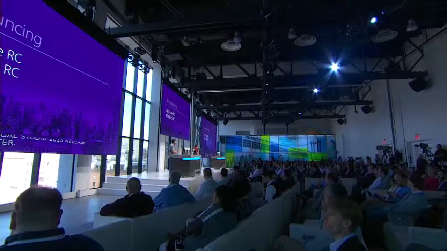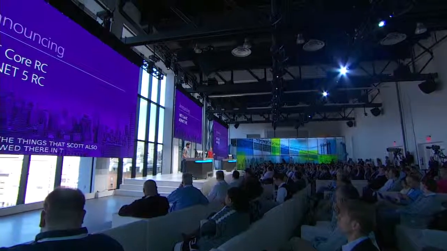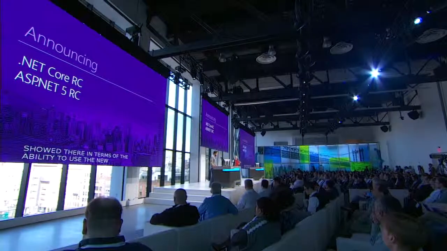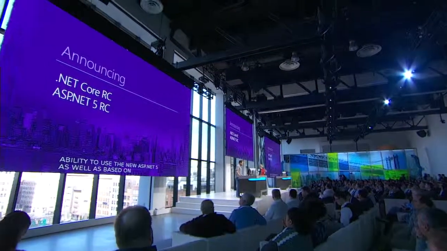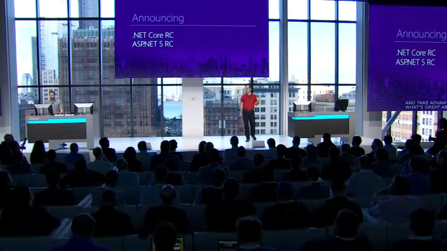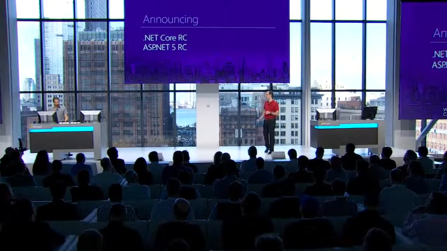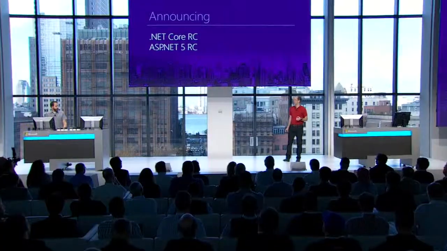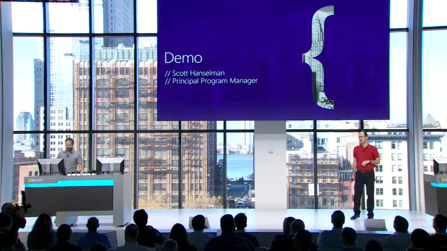I'm excited to announce today, some of the things that Scott also showed there in terms of the ability to use the new ASP.NET 5, as well as based on top of the new .NET Core runtime that enables a whole bunch of new capabilities, including that dynamic compilation, that we're releasing the release candidate of both of those technologies this morning, and they're now available for you to go ahead and take advantage of and use. And what's great about the release candidate is not only can you download them and build apps with them, but they also include a Go Live license. And that enables you to also now start to go into production and start to deploy real apps to real customers using all those technologies. Let's take a look at what you can do now with this new support that's cross-platform.